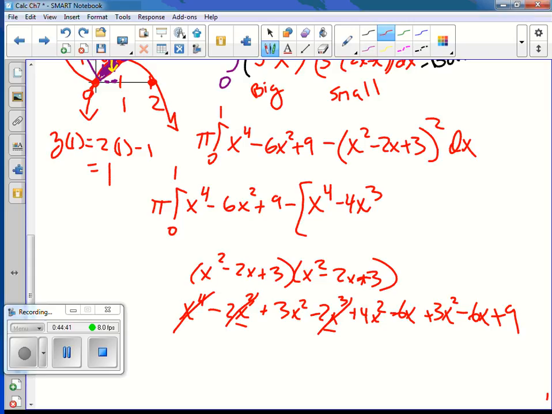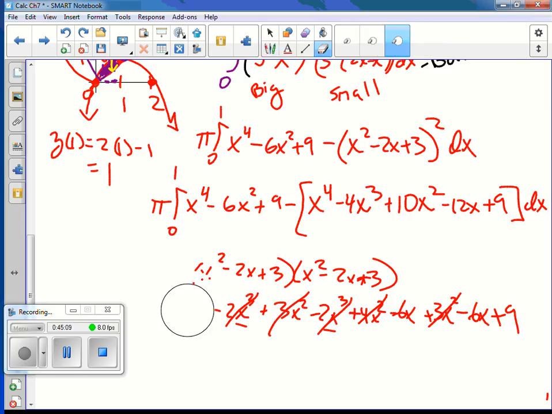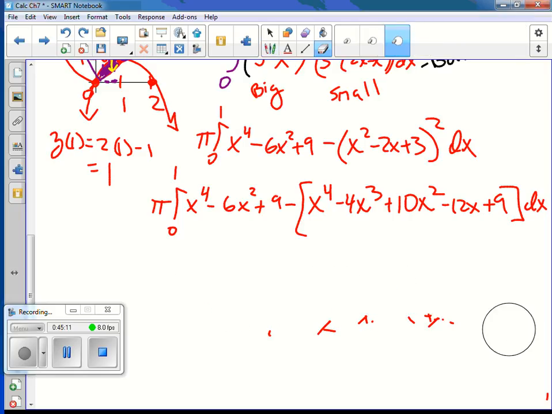Okay, where are my squared terms at? What is this thing supposed to be? That's supposed to be a plus 4x squared. So that would be 3, 4x squared, so that's going to give us 4, 7, 10. 10x squared, and that takes care of this, minus 12x, and finally plus 9. All right, and then of course, don't forget that that negative flips everything. Combine all your like terms, and then finally integrate.